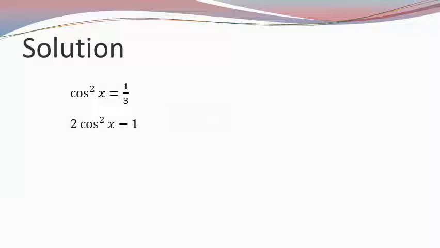From this, let us find out 2 times cos squared x minus 1. So that would be equal to 2 by 3 minus 1, which is equal to minus 1 by 3. But then this is equal to cos 2x. So we have found out the value of cos 2x.